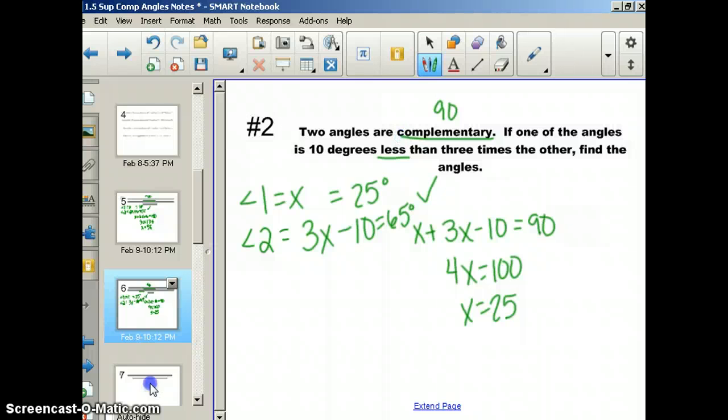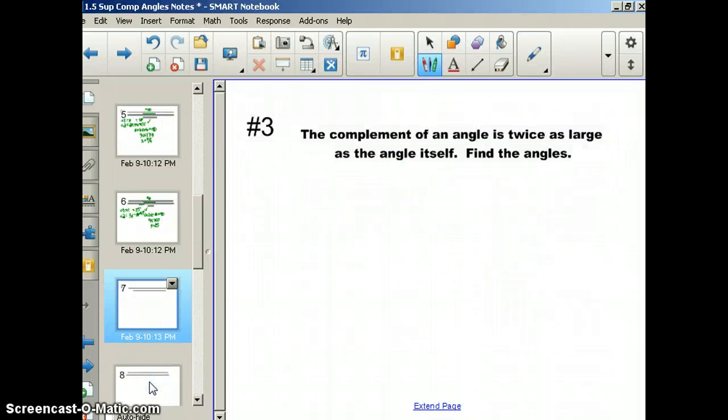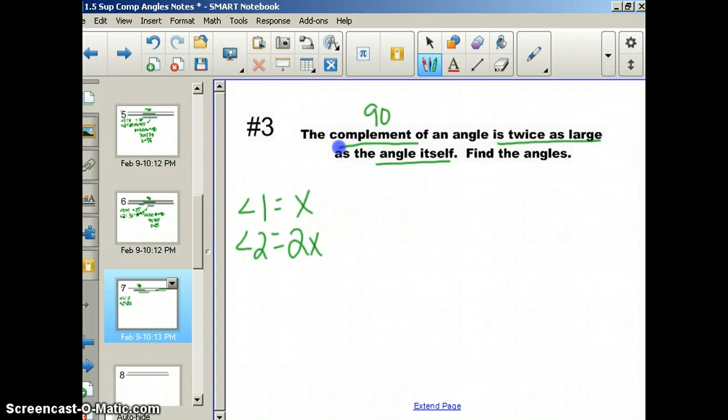Our third example: the complement of an angle is twice as large as the angle itself. Find the angles. Once again, we're talking about a complement, and it's twice as large as the angle itself. So we have angle 1 and angle 2. Let's call angle 1 x, and the complement is twice as large as the angle itself, so just 2x. Since it's a complement, those combined should add up to 90.